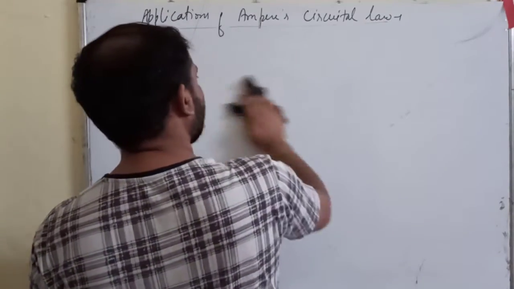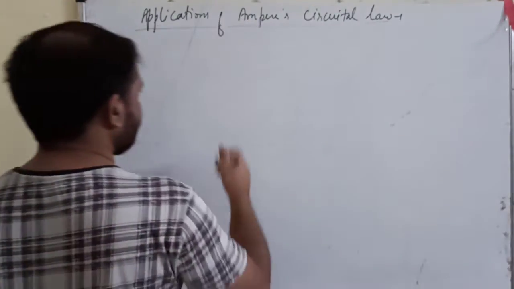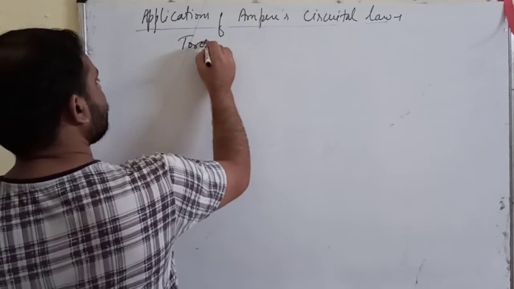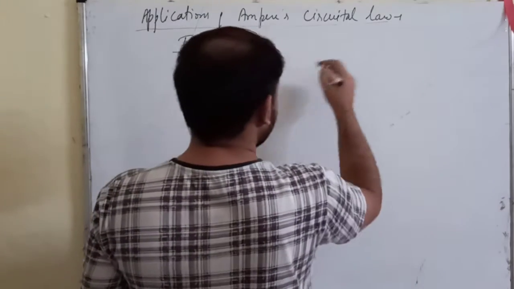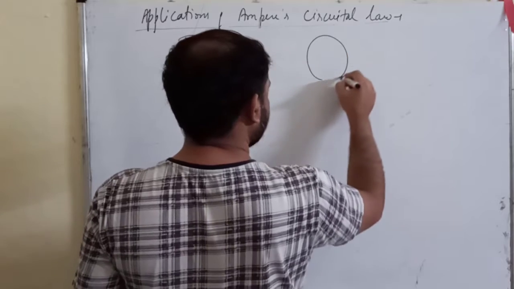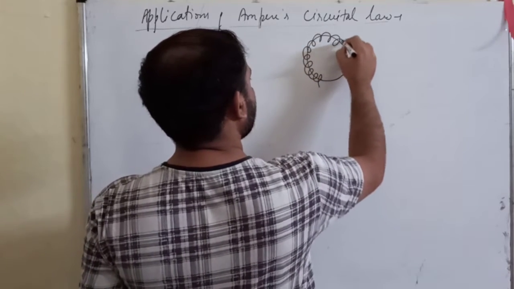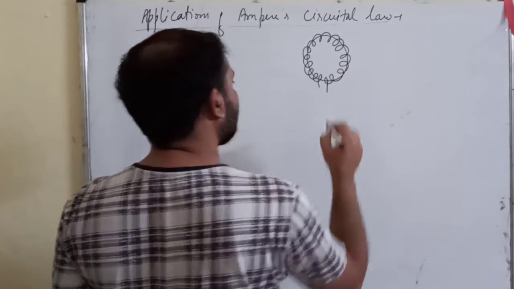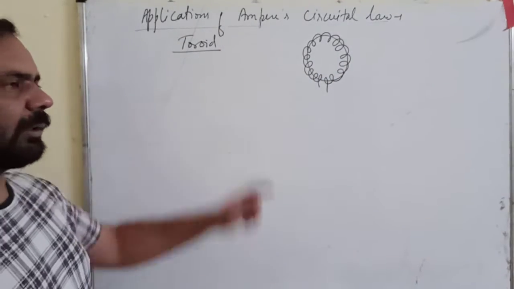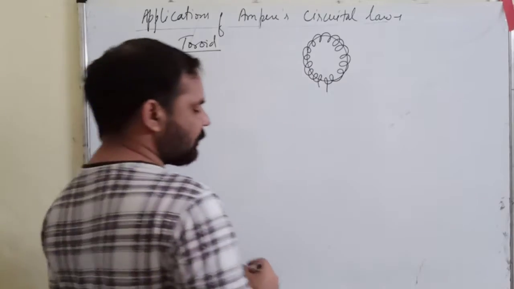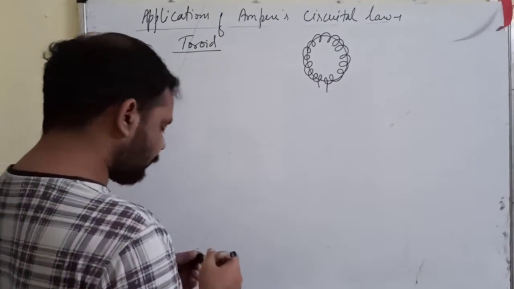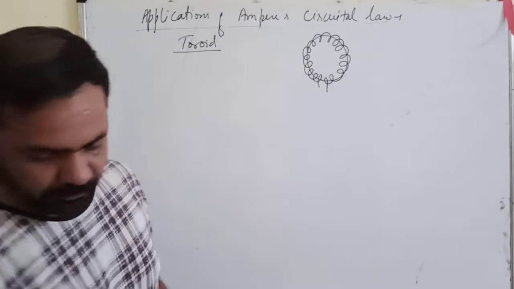Next we will discuss a toroid. I told you that you take a ring and just wind a coil like this, and it becomes a toroid.